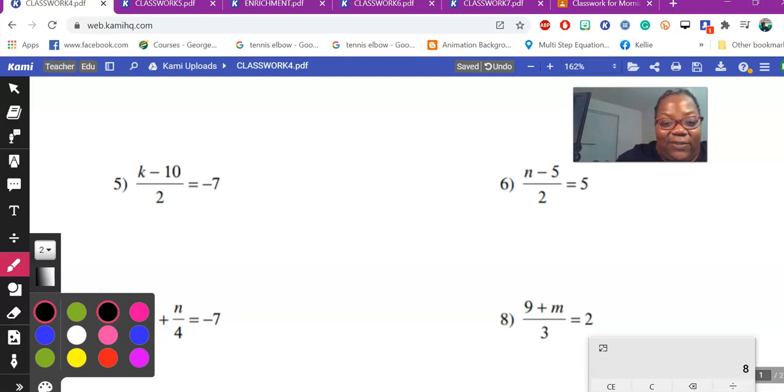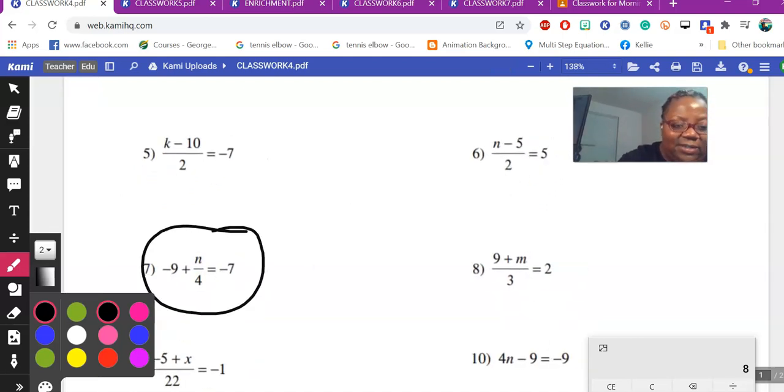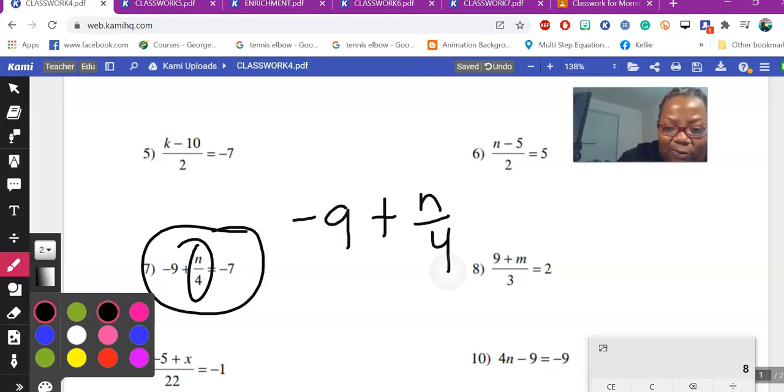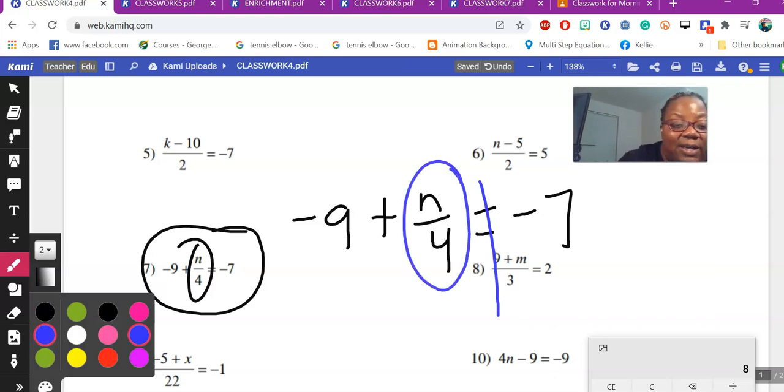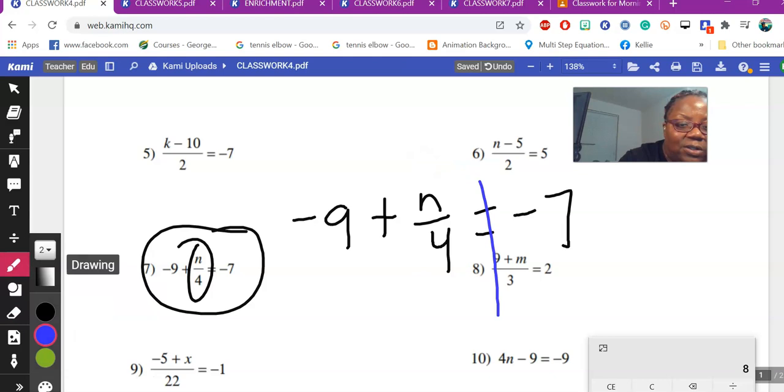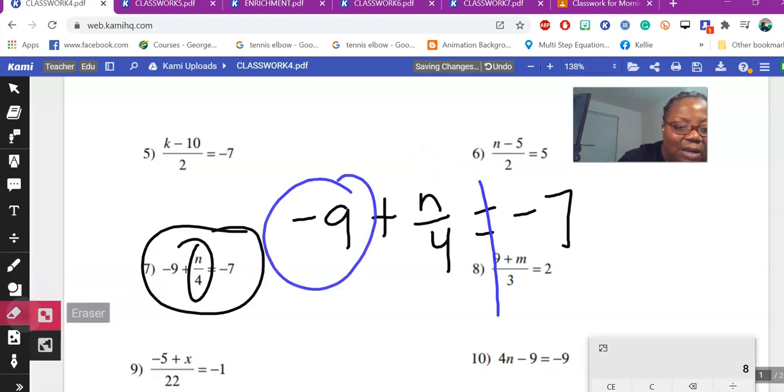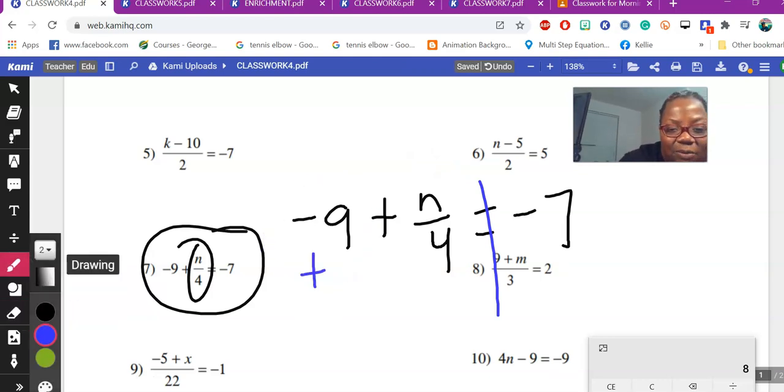Number 5 looks different than, like, number 7, right? Number 7 has a regular fraction in it, okay? So, in fact, let's do number 7 as a review. I have negative 9 plus n over 4 equals negative 7. By now, you know you're going to do adding or subtracting first. This means divide, so you don't get rid of that first. You have to get rid of this first. And we're going to do that by adding 9 to both sides.